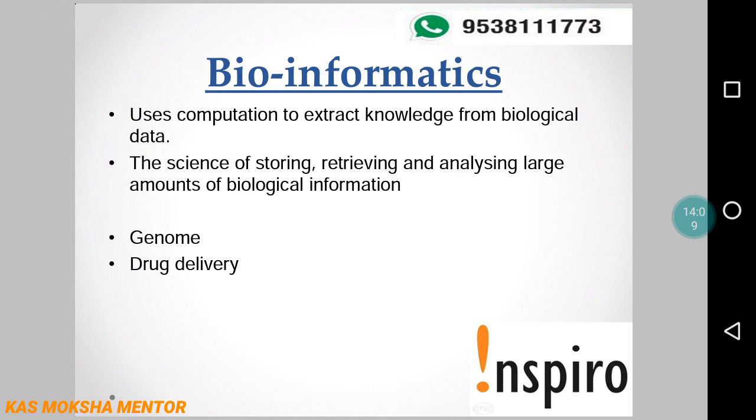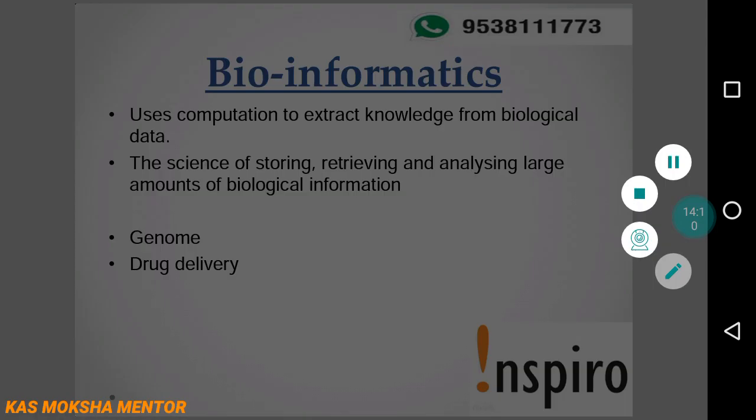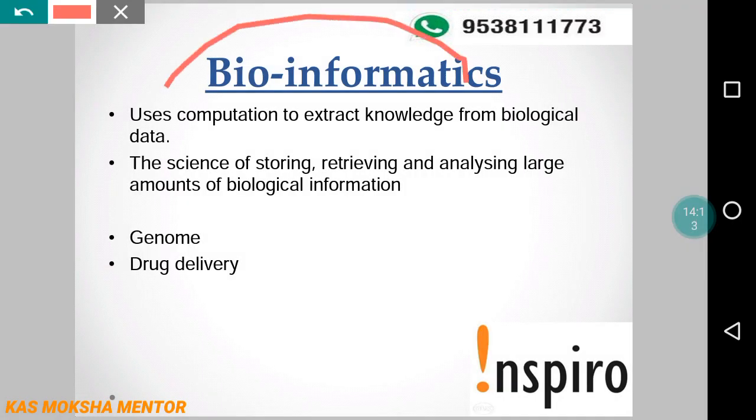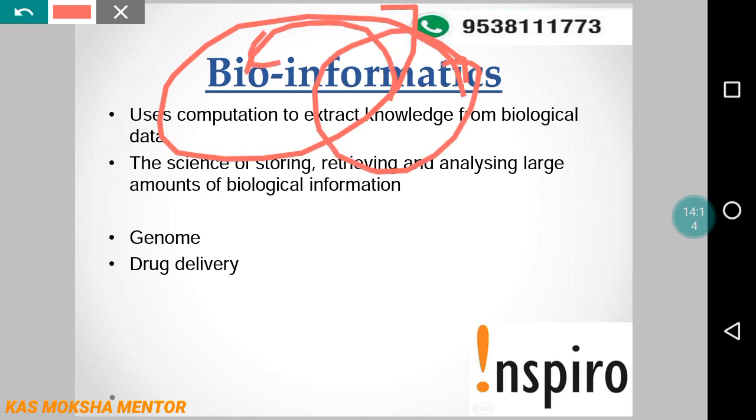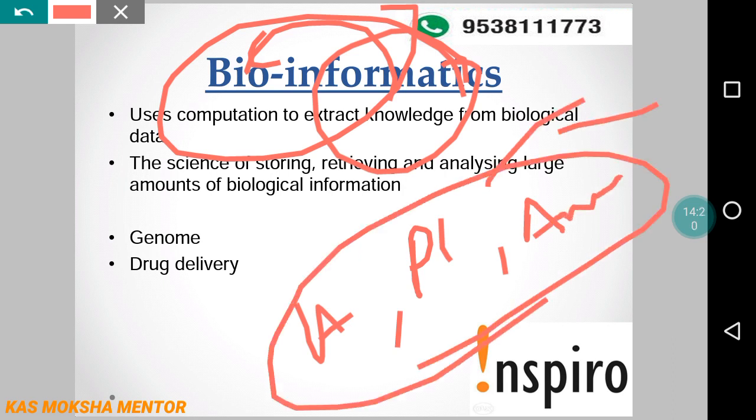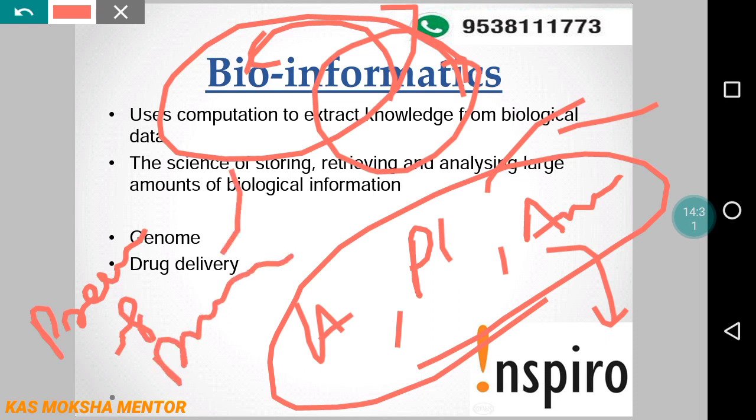So let's come to bioinformatics. Time limit is the problem. Bioinformatics means information collected from bio. Bio can be human, plant, or any animal. So why are we collecting this information? One is for improving the environment around us. Second is for prevention of diseases. So bioinformatics has two factors.